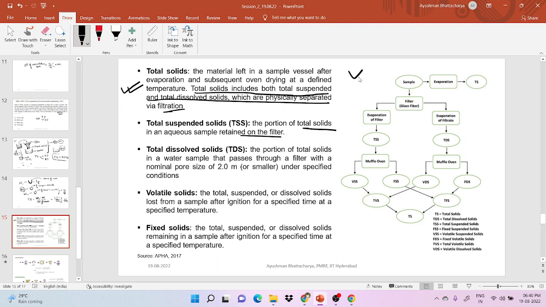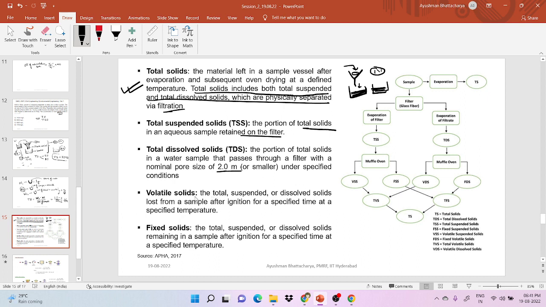I mentioned that there will be a conical flask, and there will be a beaker, there will be one filter. Whatever remains on that filter paper, we call it suspended solid. And whatever solids are present in the filtrate after filtering the water, we call dissolved solids. So dissolved solid is the portion of total solids in the water sample that passes through a filter with a nominal pore size of 2 µm under specified conditions.